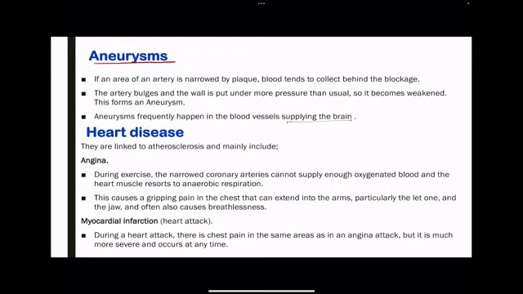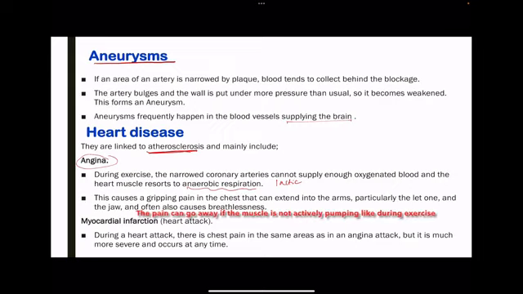Again, in connection to the heart, we're going to look at heart disease. These heart diseases are all linked to atherosclerosis, and number one is going to be angina. For angina, during exercise, the narrowed coronary arteries cannot supply enough oxygenated blood to the heart muscle, and so the muscle is going to resort to anaerobic respiration. Anaerobic respiration leads to lactic acid production, and the ATP produced here is going to be less. This causes a gripping pain in the chest that can extend into the arms and the jaw, and this often causes breathlessness. But if somebody stops exercise, the pain can go away.